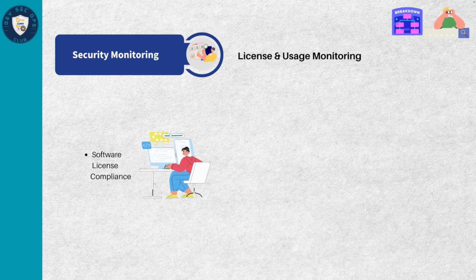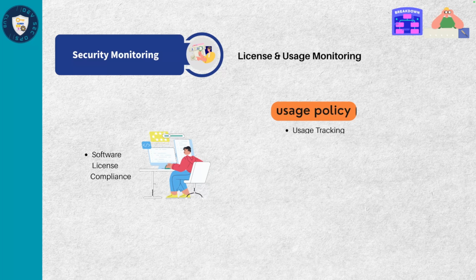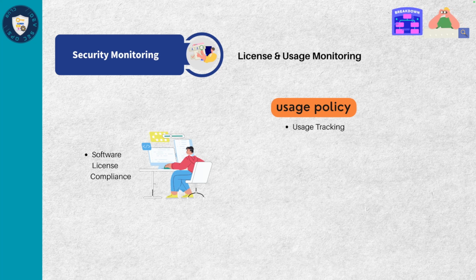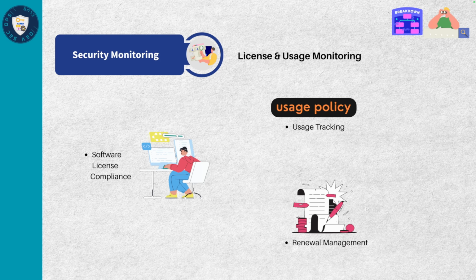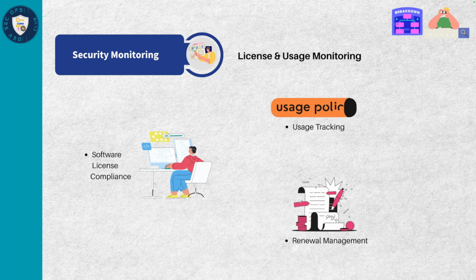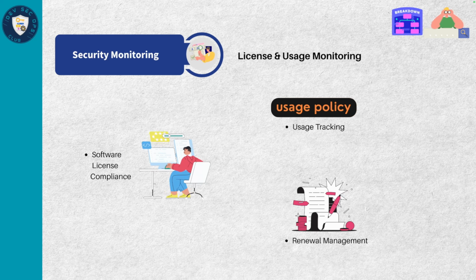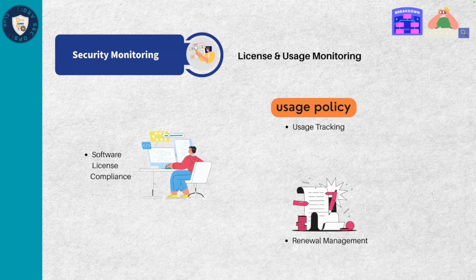That's why whenever we install any software, they ask us to accept license terms and conditions and usage policy. Next, we have usage tracking, monitoring how software tools are being utilized. Next, renewal management, which keeps track of license expiration dates to avoid disruption. And why is this important? Improper software licensing can result in financial penalties, legal action, or operational disruption.